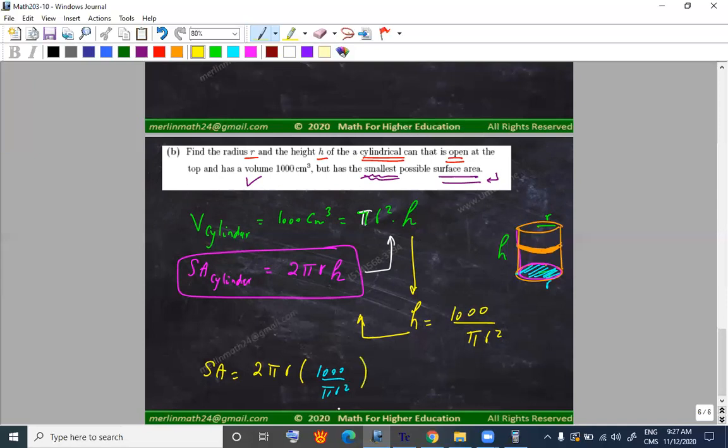Now, simplification is a must. Okay, simplify the expression. What do you get? I would get 2 times 2000 pi divided by r. Any question?